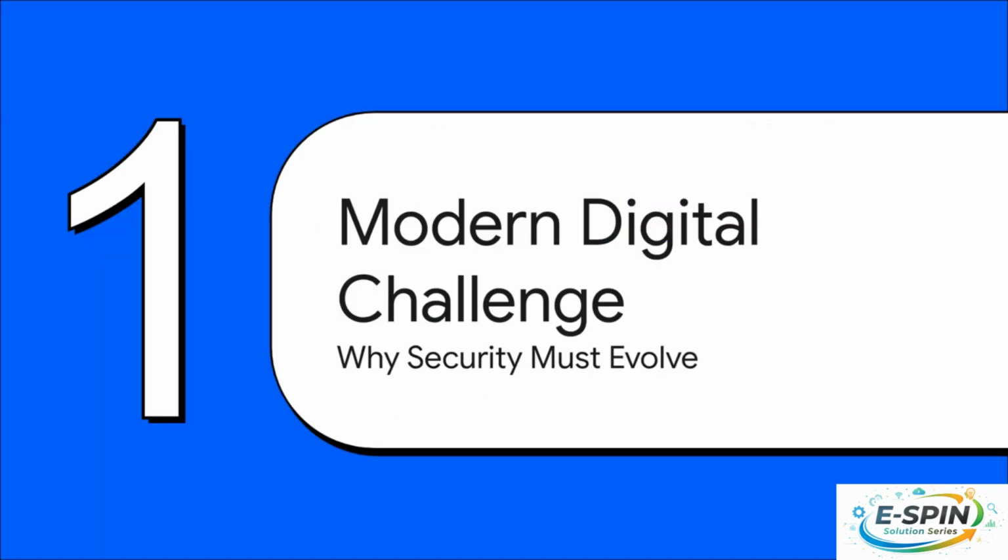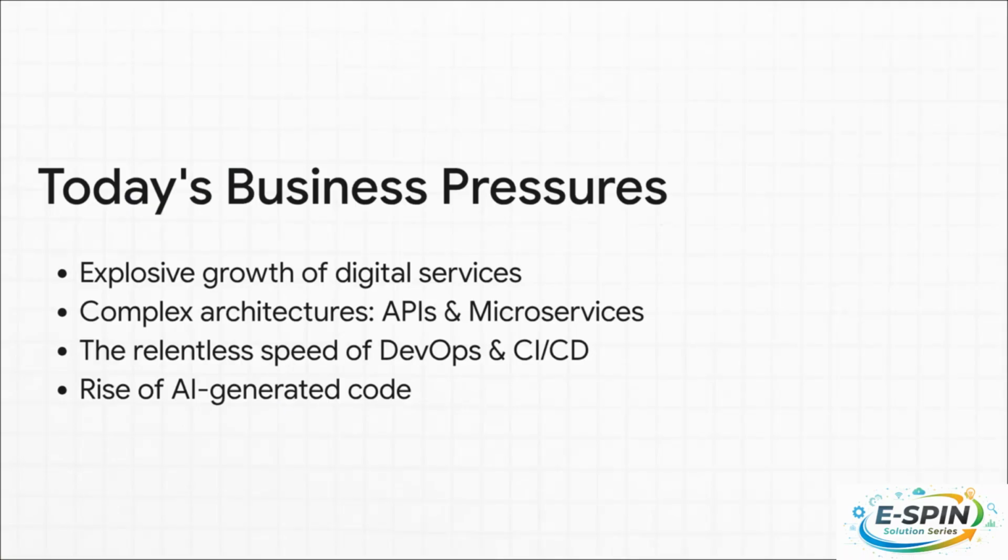All right, first up, the modern digital challenge. Look, the way we build software has completely been turned on its head, which means our approach to securing it has to change too. It has to evolve. I mean, just think about what's going on right now. We have this absolute explosion of digital services. Our apps aren't simple little programs anymore. They're these incredibly complex webs of APIs and microservices all talking to each other. We're pushing out code at a crazy speed with DevOps. And now we've got AI writing code for us. The result of all this? A massive, constantly changing attack surface that the old ways of security just can't keep up with.